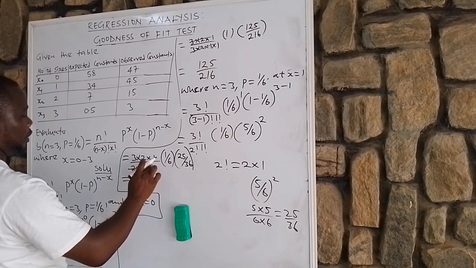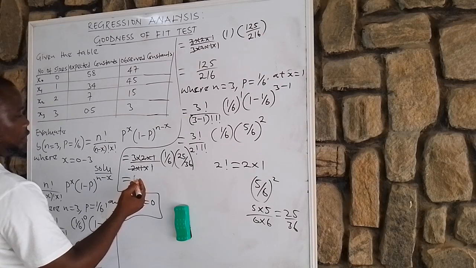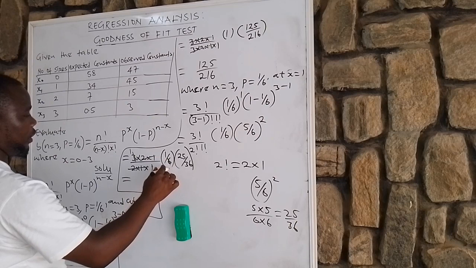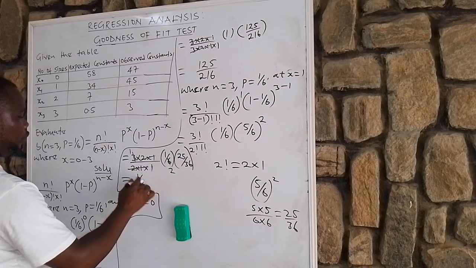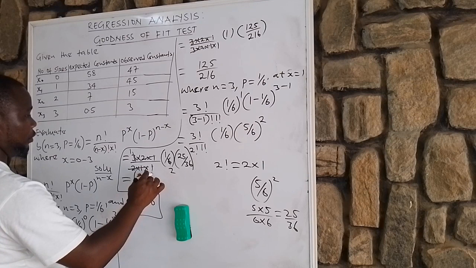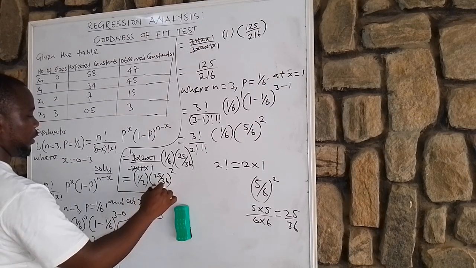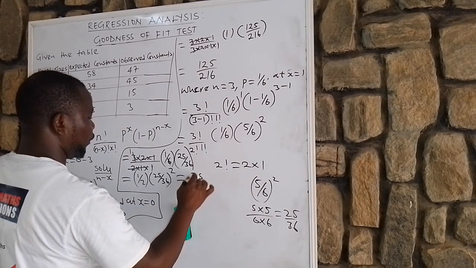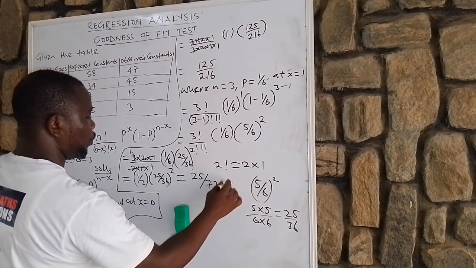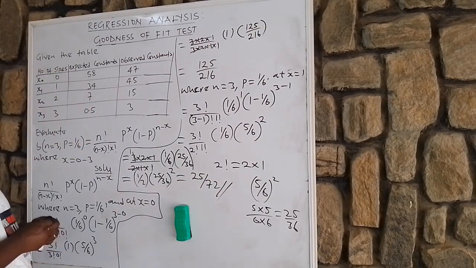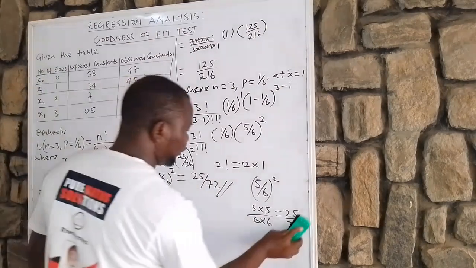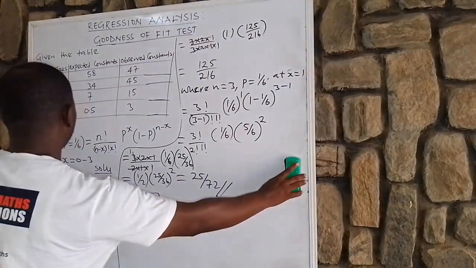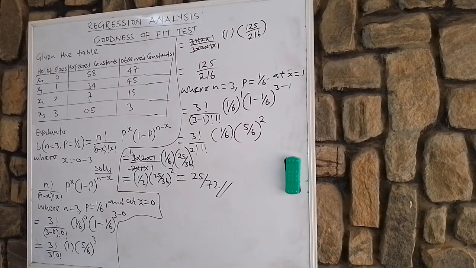This and this will go. So if you can see what I am saying, this 6 and 6 gives us 2. So we have 1 all over 2 times 25 all over 36. Then if we multiply this out, this will give us 25 all over 72. So this is at x equals to 1. Are you following?